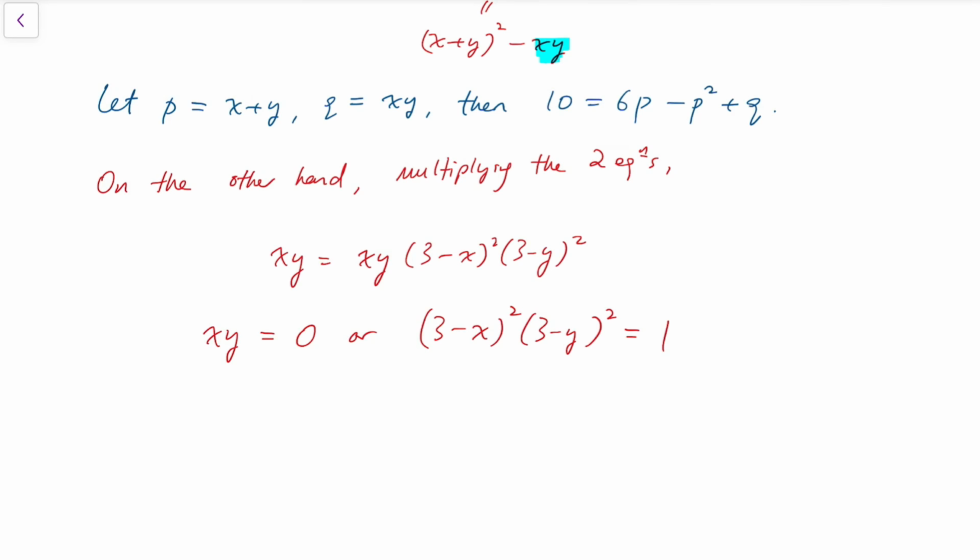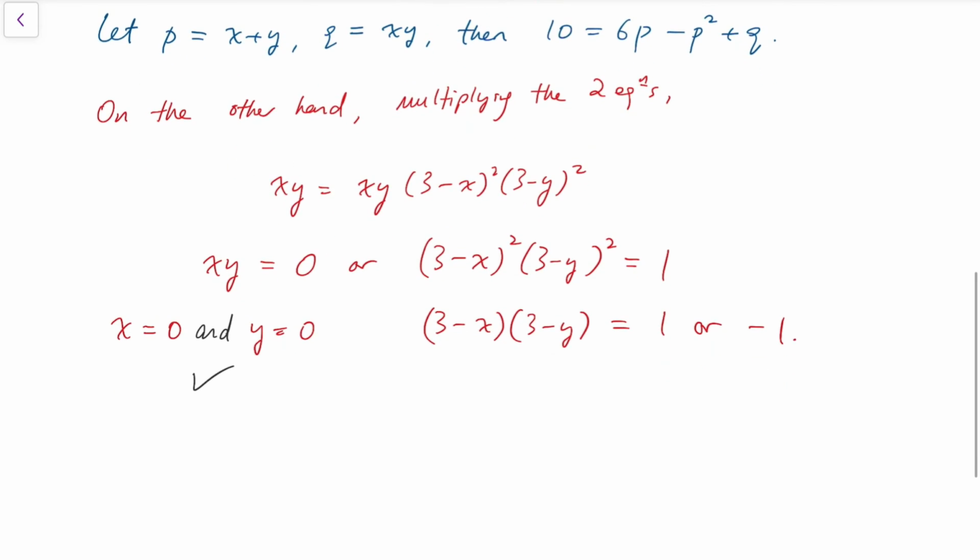But for xy equals 0, we've actually done that already. That means x is 0 or y is 0, but if one is 0, then the other has to be 0 as well. So I can just replace this OR with AND instead, and we've got the solution already. And for the other part, we have (3 minus x) times (3 minus y) to be 1 or minus 1. Now we can also rewrite these equations in terms of p and q.